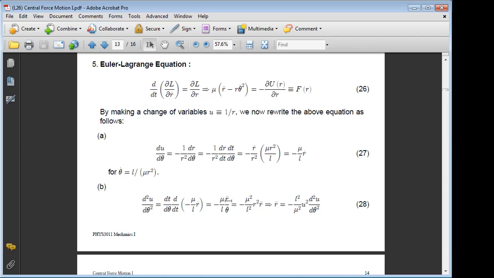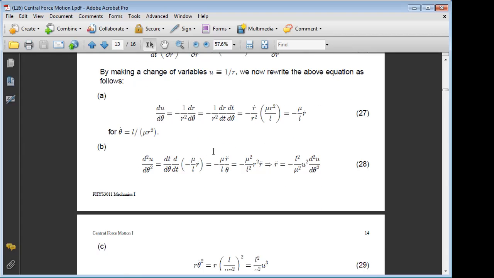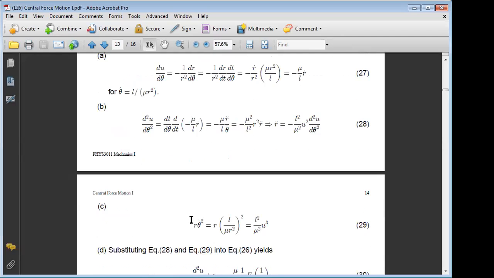And we can replace this theta dot using the angular momentum. So the final expression is minus mu squared over L squared times r squared, r double dot. So we obtain the first derivative of u with respect to theta, and also the second derivative. Okay, so r theta dot squared is equal to r times L over mu r squared, close bracket squared, and it is equal to this.